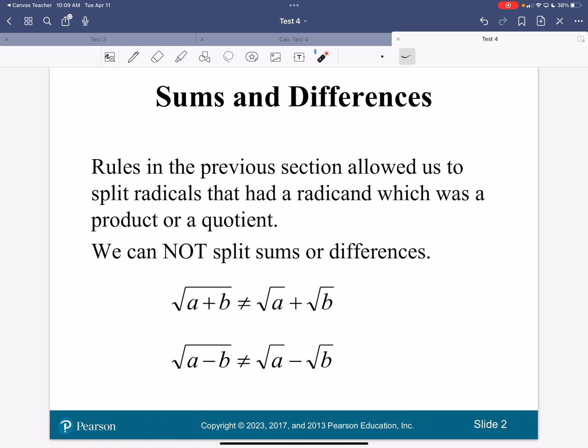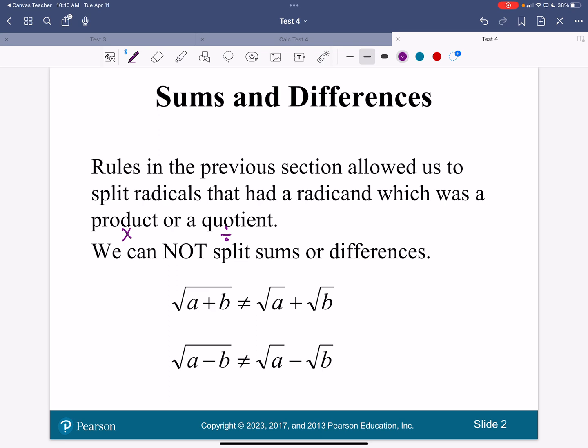This is very important. Rules in the previous section allowed us to split radicals that had a radicand which was a product or quotient. Product means multiply. Quotient means divide. And we can split things then. However, we cannot split them when we are adding and subtracting. So the square root of a plus b is not equal to the square root of a plus the square root of b. You cannot rewrite it like that.